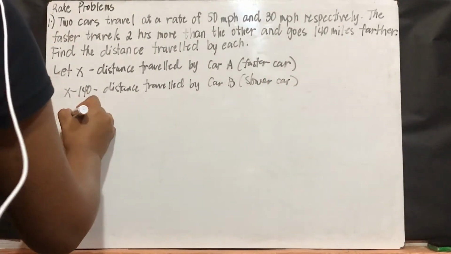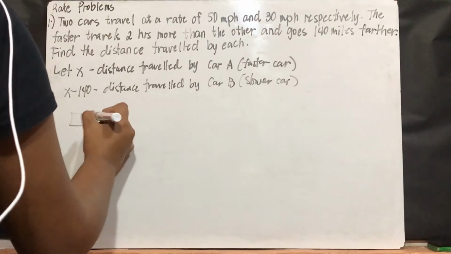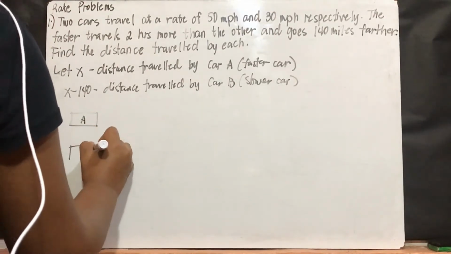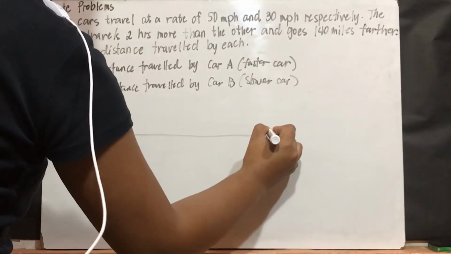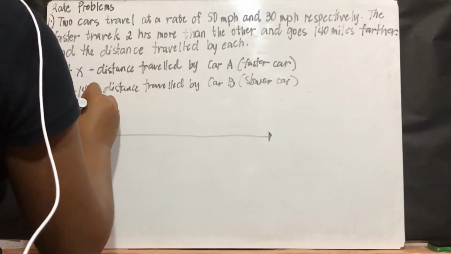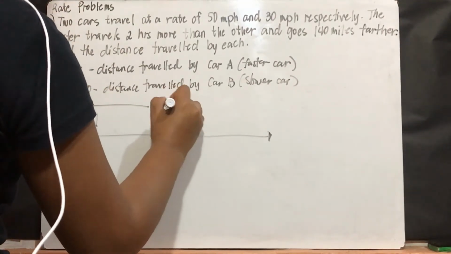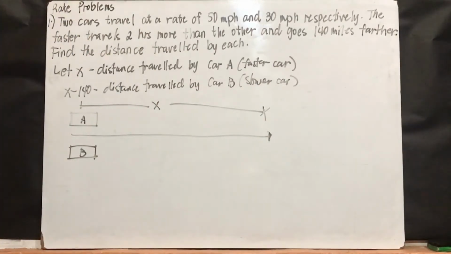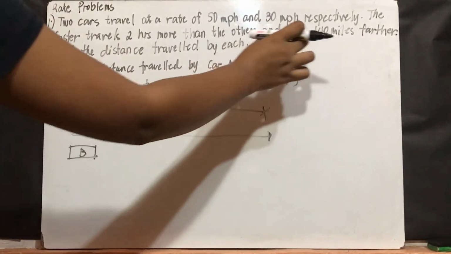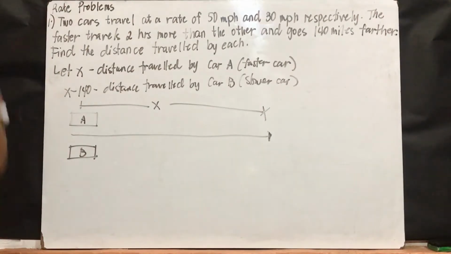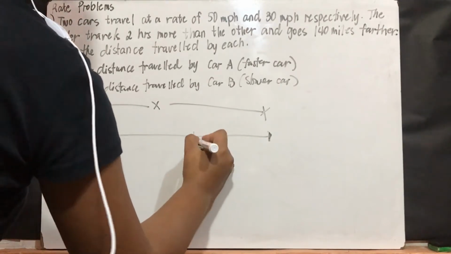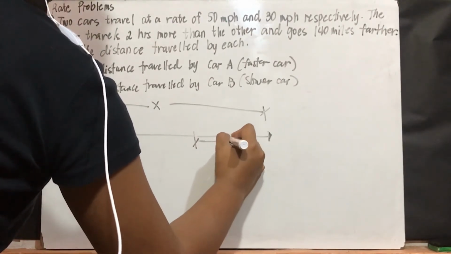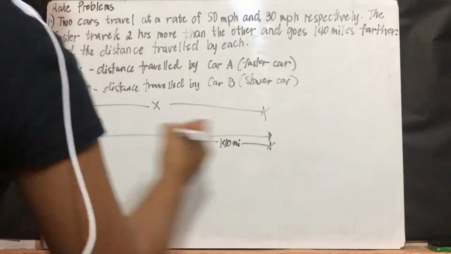So sa illustration natin, let's say ito yung car A. This is car A and this will be your car B. For example, dito sila nag-end. So yung na-travel ni car A is equal to x until here. And then yung na-travel ni car B, diba si A kasi meron siyang additional na 140 miles na na-travel. So sabihin natin na ito yung 140 miles. This is the 140 miles additional na na-travel ni A.